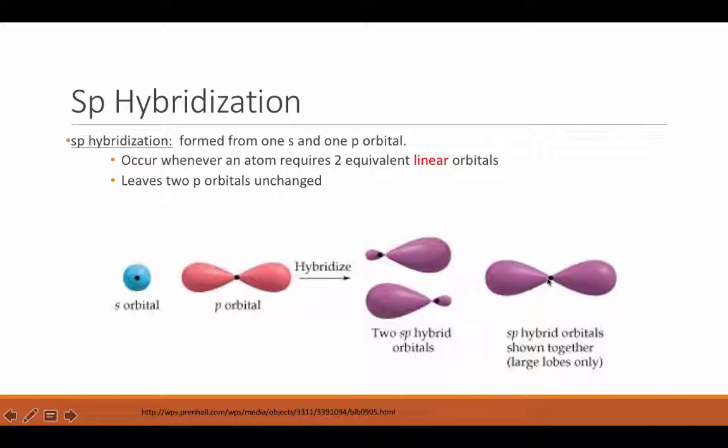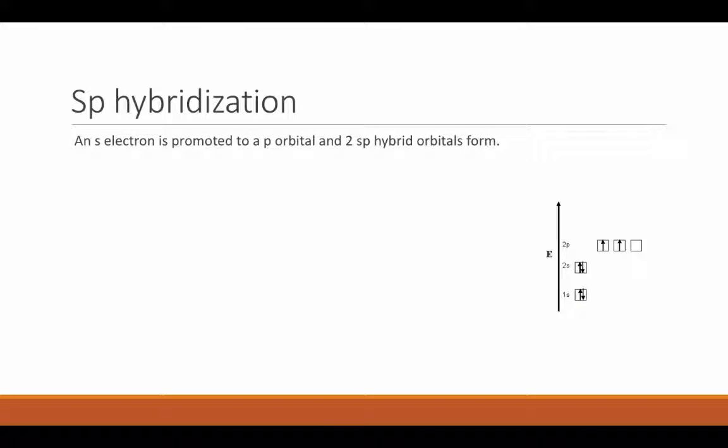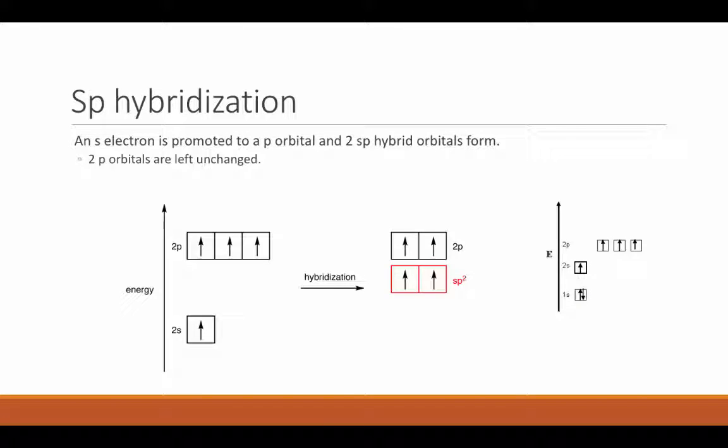Looking now at our central atom, we have 2 equivalent sp hybrid orbitals around the central atom. Again, we see that a 2s electron is promoted to the 2p level, but when our hybrids form, we have 2 unchanged 2p orbitals. Again, this will become important with multiple bonding.